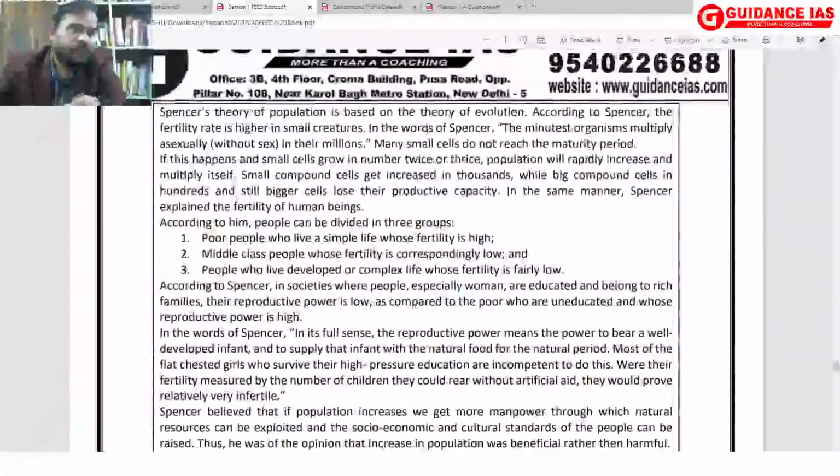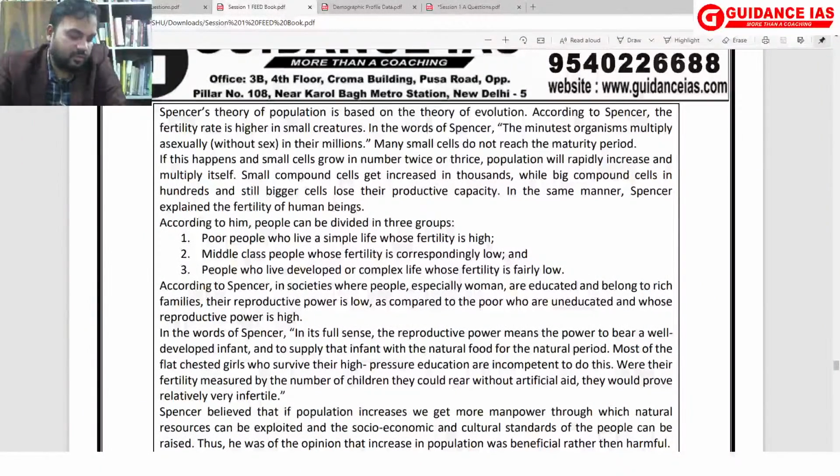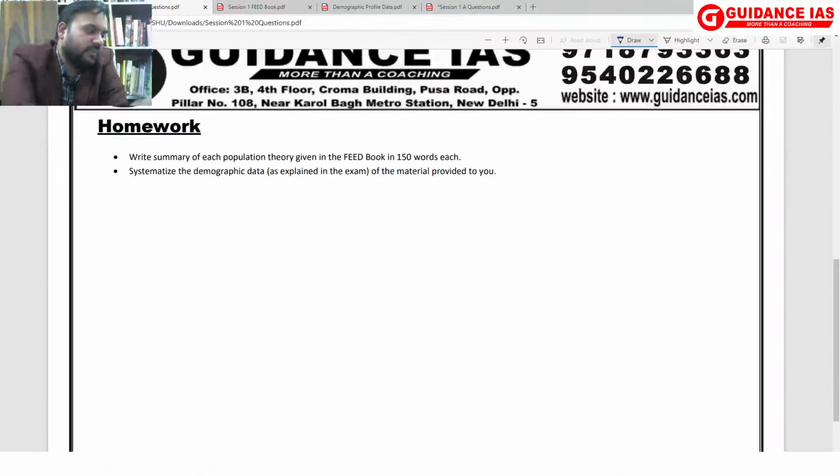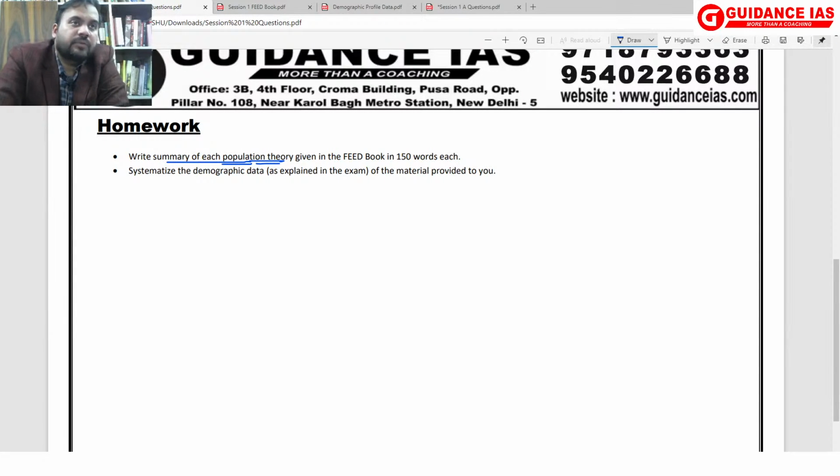Okay, so one task which I am giving you today, which I'll be explaining later on also, is that you have to write a summary of each population theory given in the book in 150 words. So you have to summarize all of them, because when we are writing the answers, the biggest problem that I find students are facing is they are unable to summarize the known content in few words.